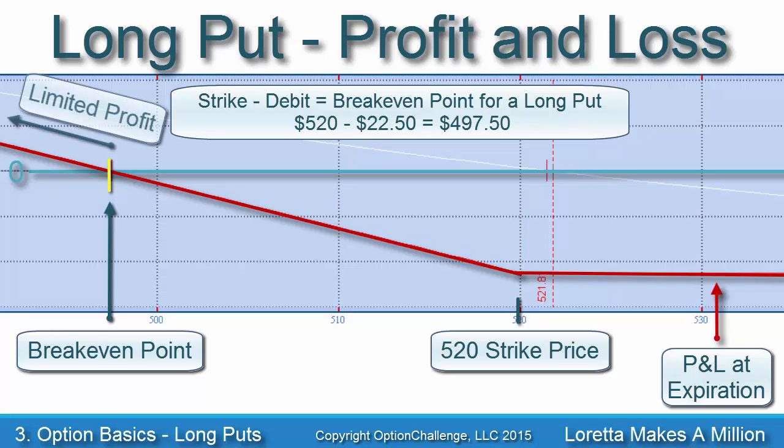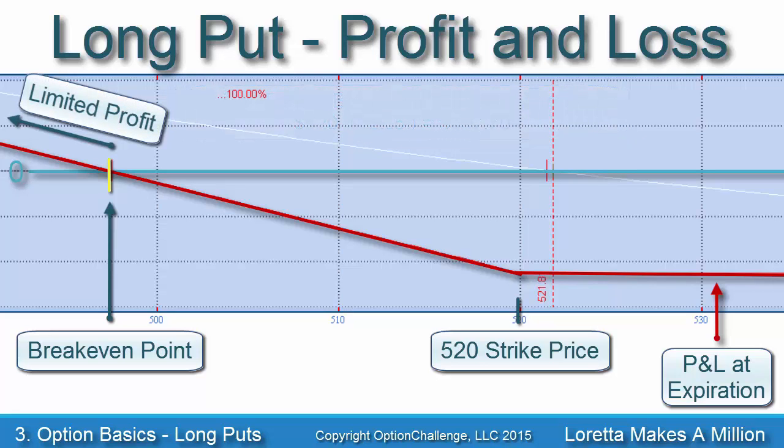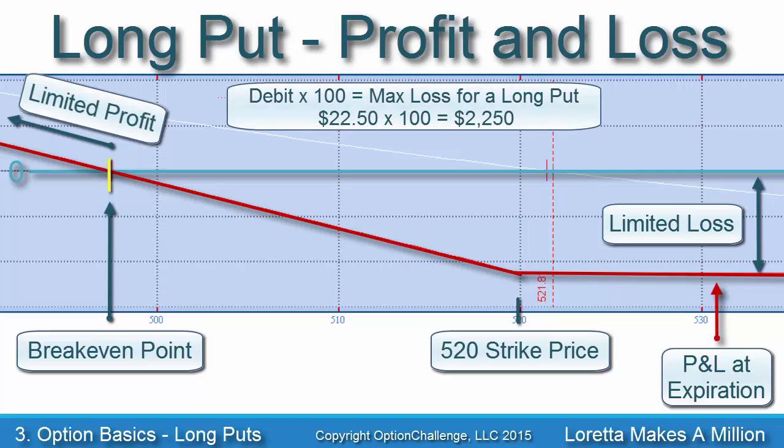You can make a large profit on long puts, but the profit is limited. The stock price can drop no lower than $0. Long puts have limited loss. The maximum loss for a long put is the price of the debit times 100 units of the underlying. In this case, $22.50 times 100 shares of Google would give you a max loss of $2,250. A Google stock price of $520 or higher will result in a max loss.